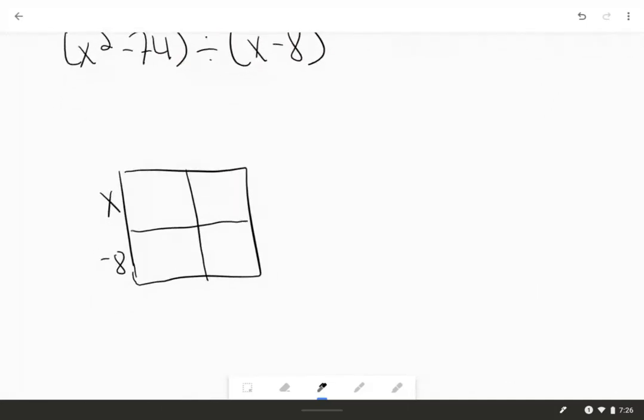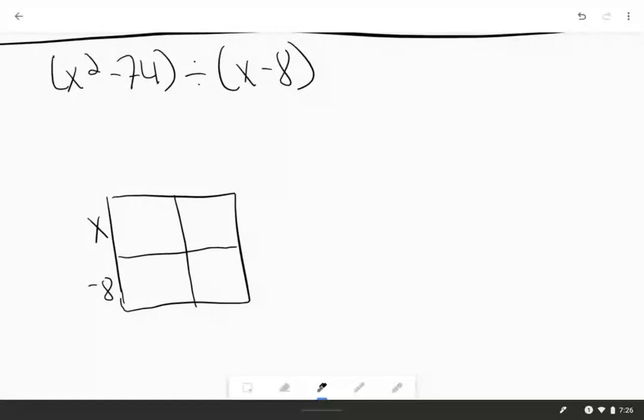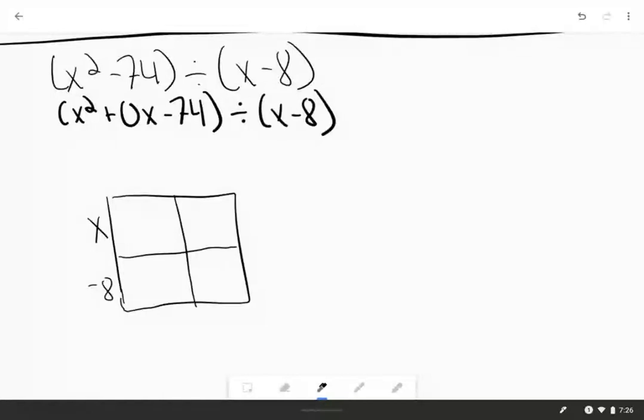Okay, number 3. First thing I notice up here, we have a missing exponent. We go from x squared, and we have a constant term, but we have no x term. So I have to rewrite this as x squared plus 0x minus 74 divided by x minus 8. So I have to account for those missing exponents before I actually go ahead and do my division. Okay, so let's do this.